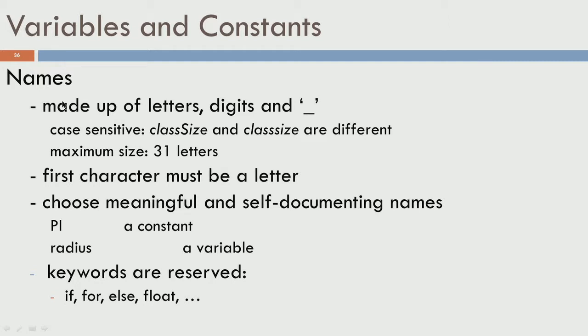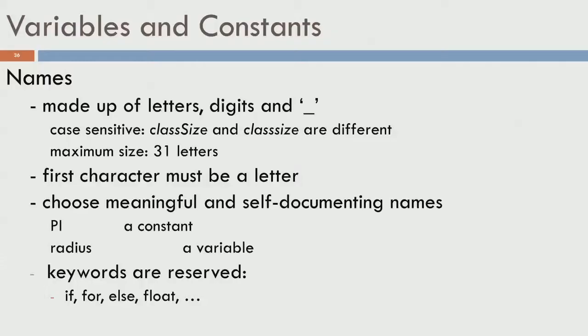The variable names are made up of letters, digits and underscore. These are called identifiers. For different memory locations you give different identifying names, just like we have names. Variables are the names for the memory locations, and variable names are case sensitive. What that means is uppercase or capital letters are different from lowercase or small letters. If I use a variable name called class size with a capital S, it is going to be different from a variable called class size with a lowercase s. These are two different variables, which means they will get two different memory locations assigned to them.